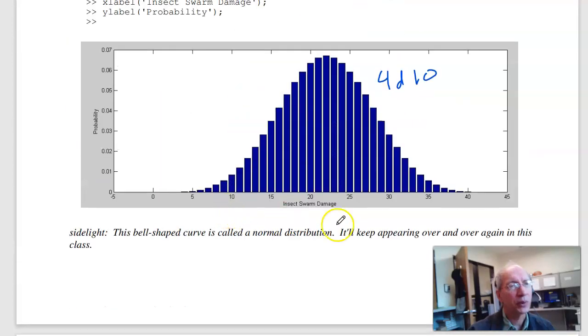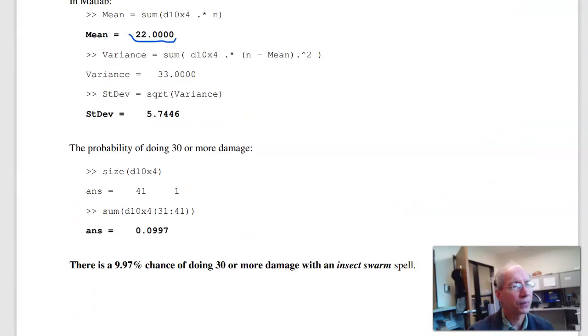The probability of doing 30 or more is just add. Take all these areas, add them up, and that's the probability of doing 30 or more. Add them all up, I get 9.97%.